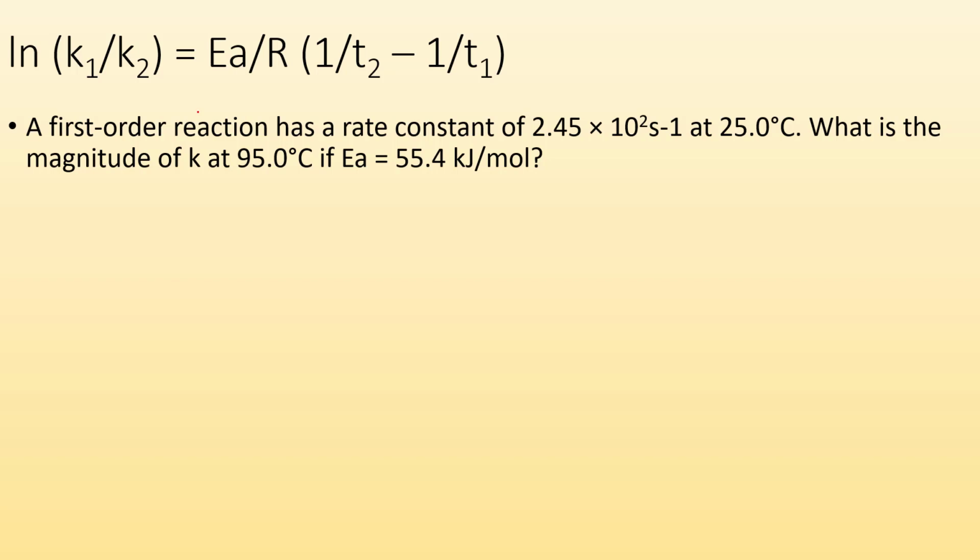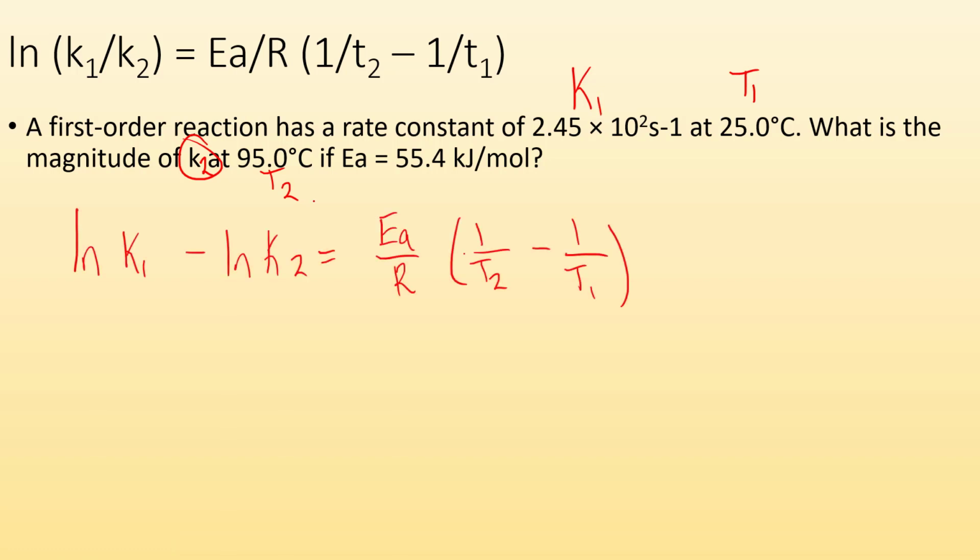So first things first, let's identify what they're giving us in the problem, right? They give us our first K at that first temperature. They want K2. We're trying to solve for K2 at a new temperature that they give us, and we know the activation energy.